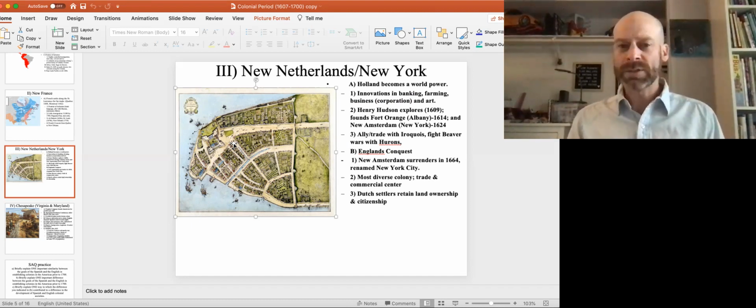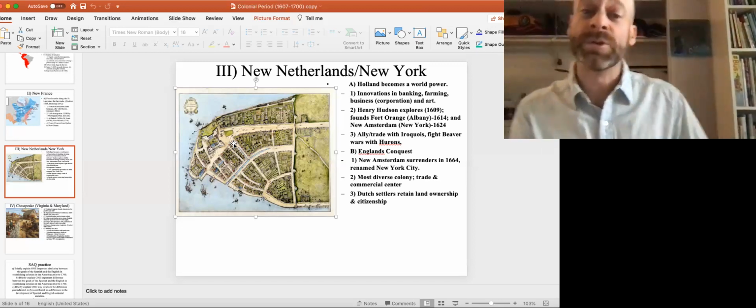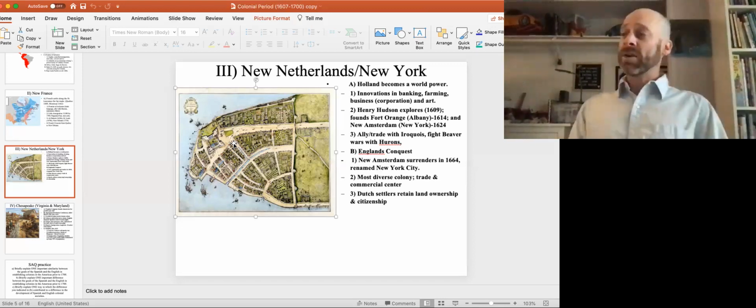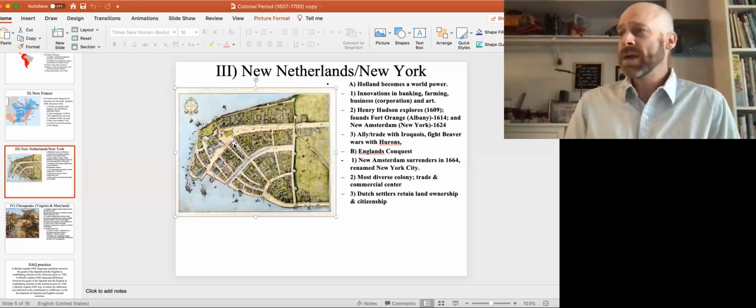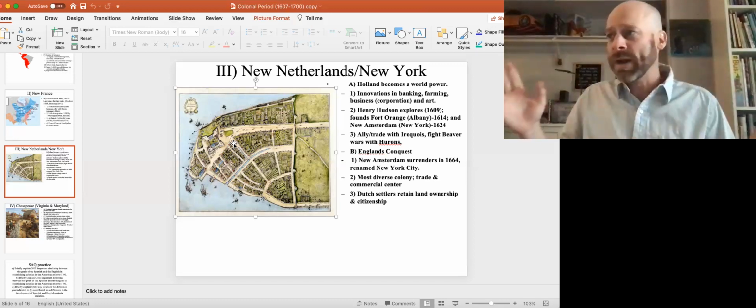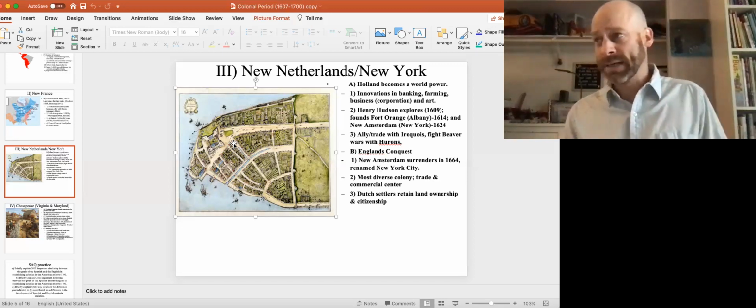It was the most diverse in the New World, and it had a distinctly Dutch flavor to it, meaning that it was incredibly tolerant. The first synagogue or Jewish temple built in the entire Western Hemisphere was built in New York. And that shouldn't surprise you, because the Dutch were cool with whatever you wanted to be, whoever you wanted to be. Now, that didn't stop them from practicing slavery.